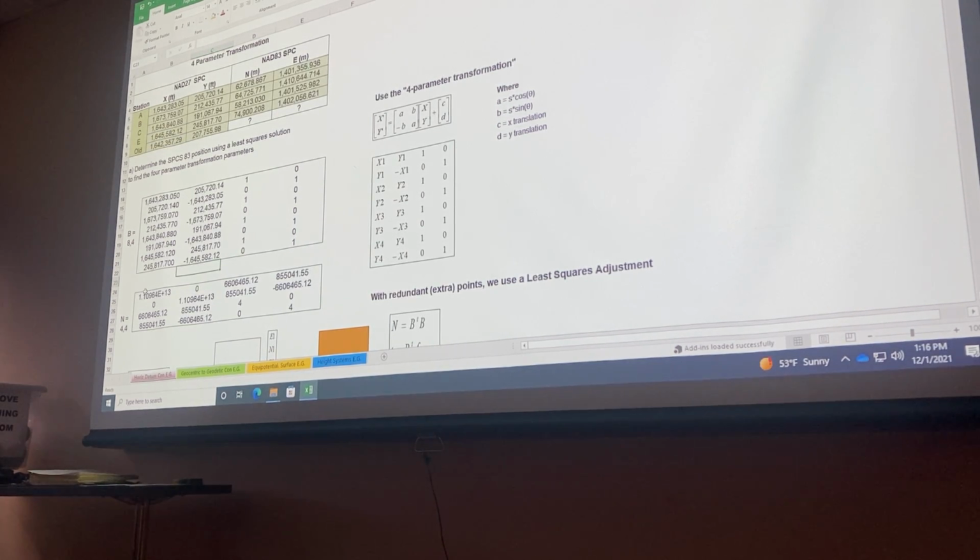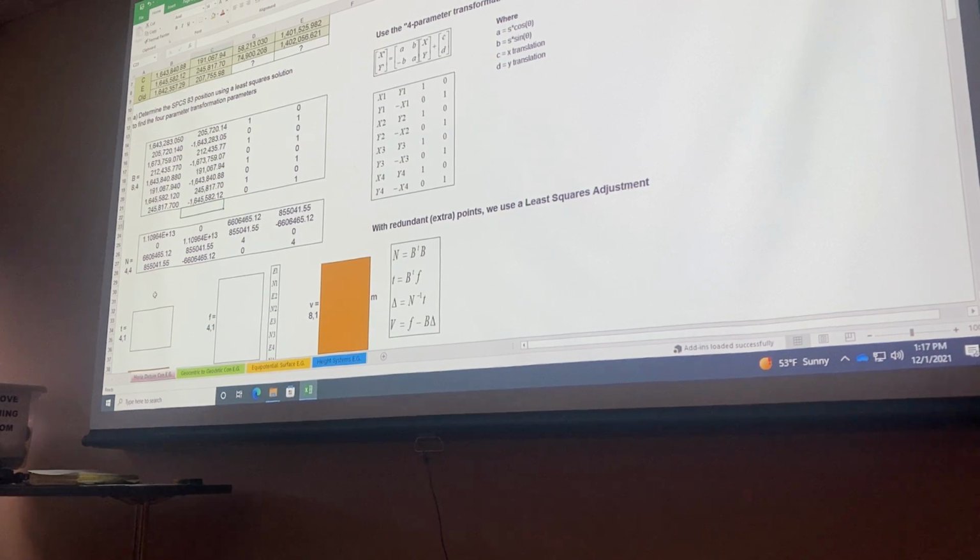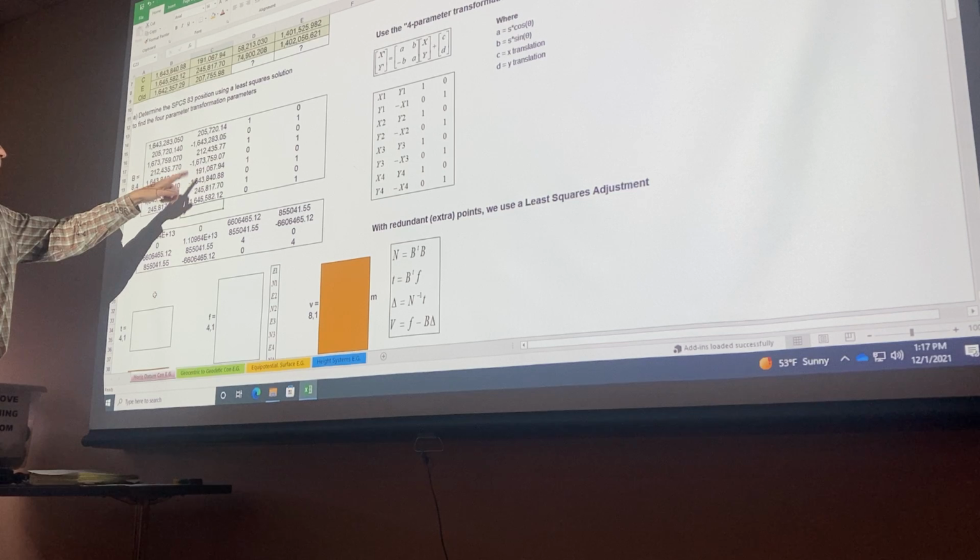Yeah, that's the joy of Excel, that you have to erase the whole page when you can just update a formula.